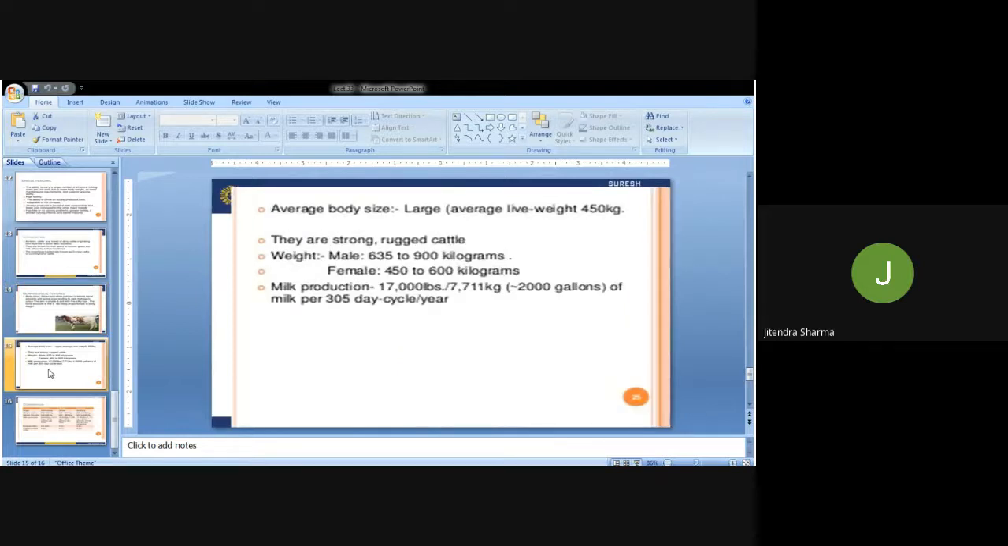Now, the average body size of the Ayrshire is large, 450 kg being the common body weight. They are strong, rugged cattle: male 635 to 900 kg, female 450 to 600 kg. Milk production is about 7,000 to 8,000 liters in a lactation cycle. So we can understand it is a very good milk producing cattle.